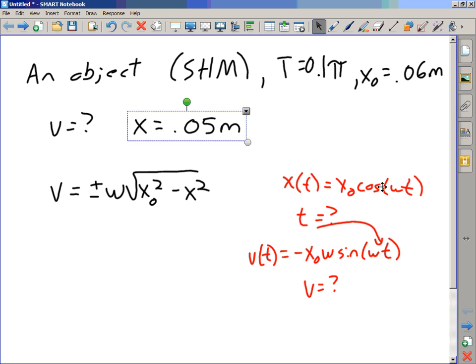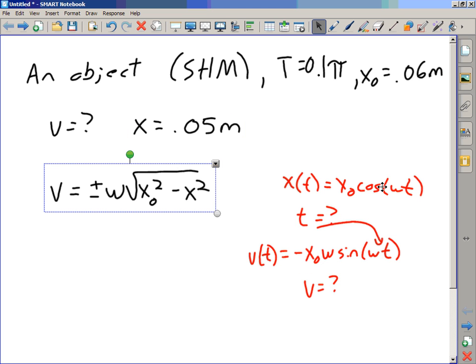So I gave you two methods to use here. And this isn't that complicated. You just have to look at the equation, pick an equation and plug in. It's that simple, right? There's no need to worry and think about it. It's just plug and chug. Okay?